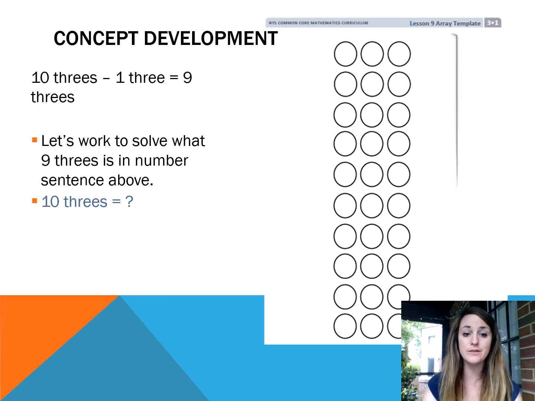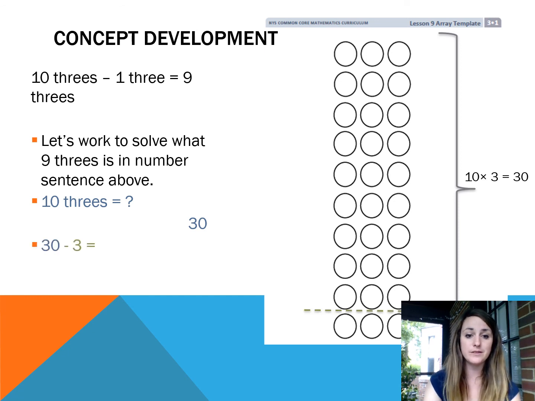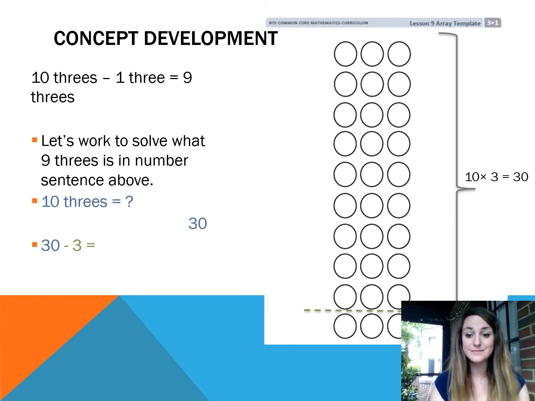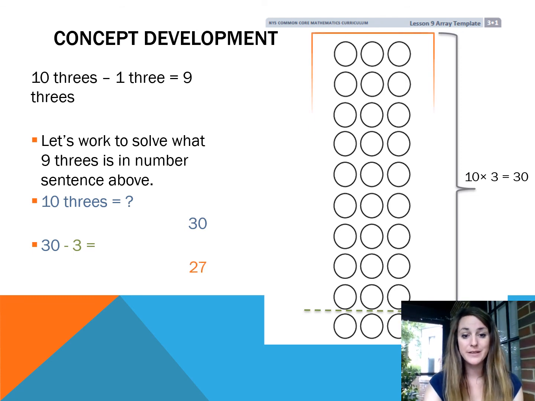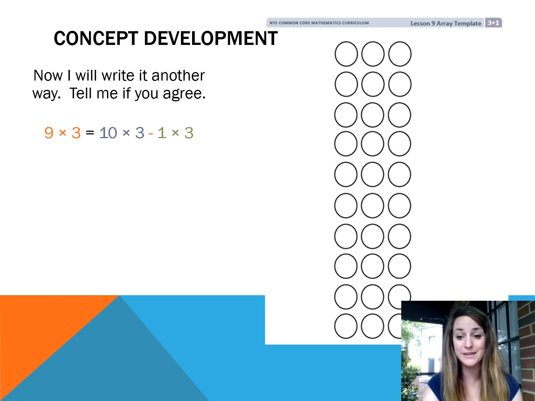10 threes equals 30, because 10 times 3 equals 30. 1 3 is equal to 3. So what is 30 minus 3? 30 minus 3 is 27. Now I'll write it together in another way. Tell me if you agree. 9 times 3 is the same as 10 times 3 minus 1 times 3.